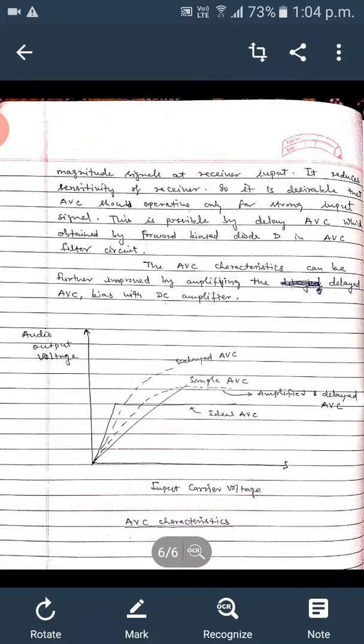But further improvement is required. We can use the amplified and delayed AVC circuit by using some DC amplifiers.